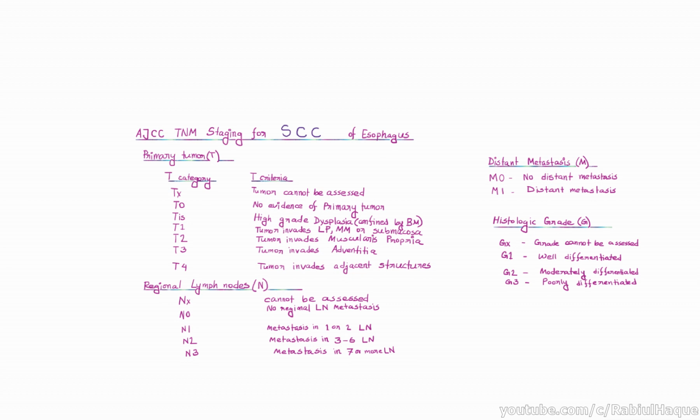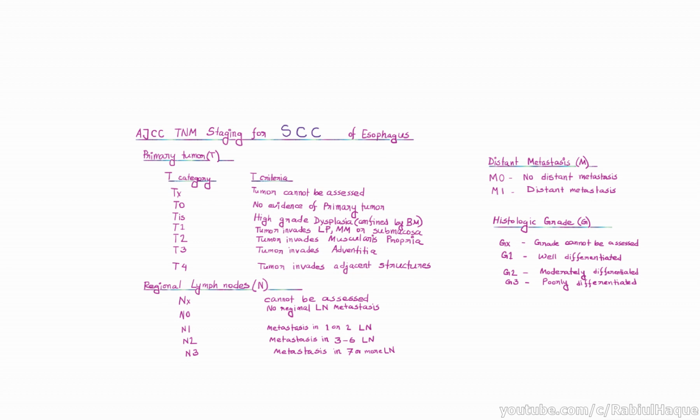Regarding the category for regional lymph node involvement, we know that NX means regional lymph nodes cannot be assessed, N0 means no regional lymph node metastasis is seen. N1, there is metastasis in 1 or 2 regional lymph nodes. N2, there is metastasis in 3 to 6 regional lymph nodes. And when the N category is N3, it means there is metastasis in 7 or more regional lymph nodes. Regarding distant metastasis, which is also written as M category, we have two types. M0 means there is no distant metastasis, and M1 is indicating distant metastasis.